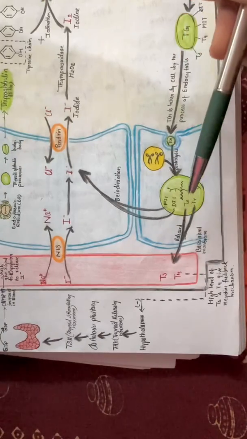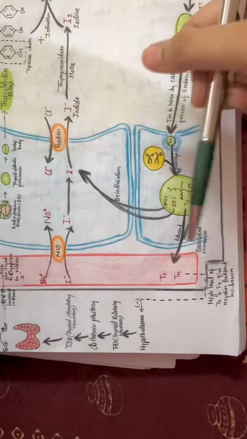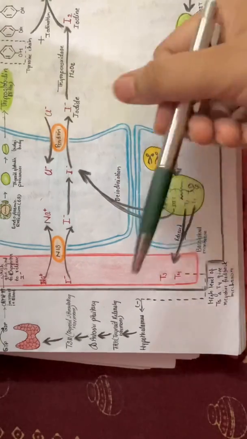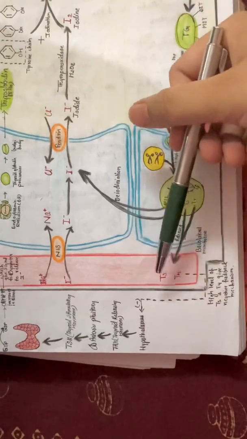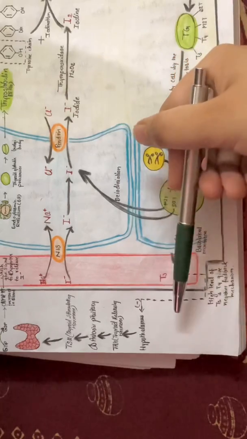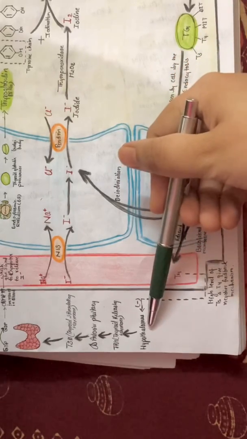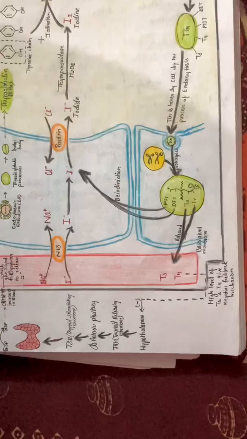One more thing we have to remember here is that if the T3 and T4 level increases more than required in the bloodstream, then it will give negative feedback to the hypothalamus. In this way, this whole mechanism continues.